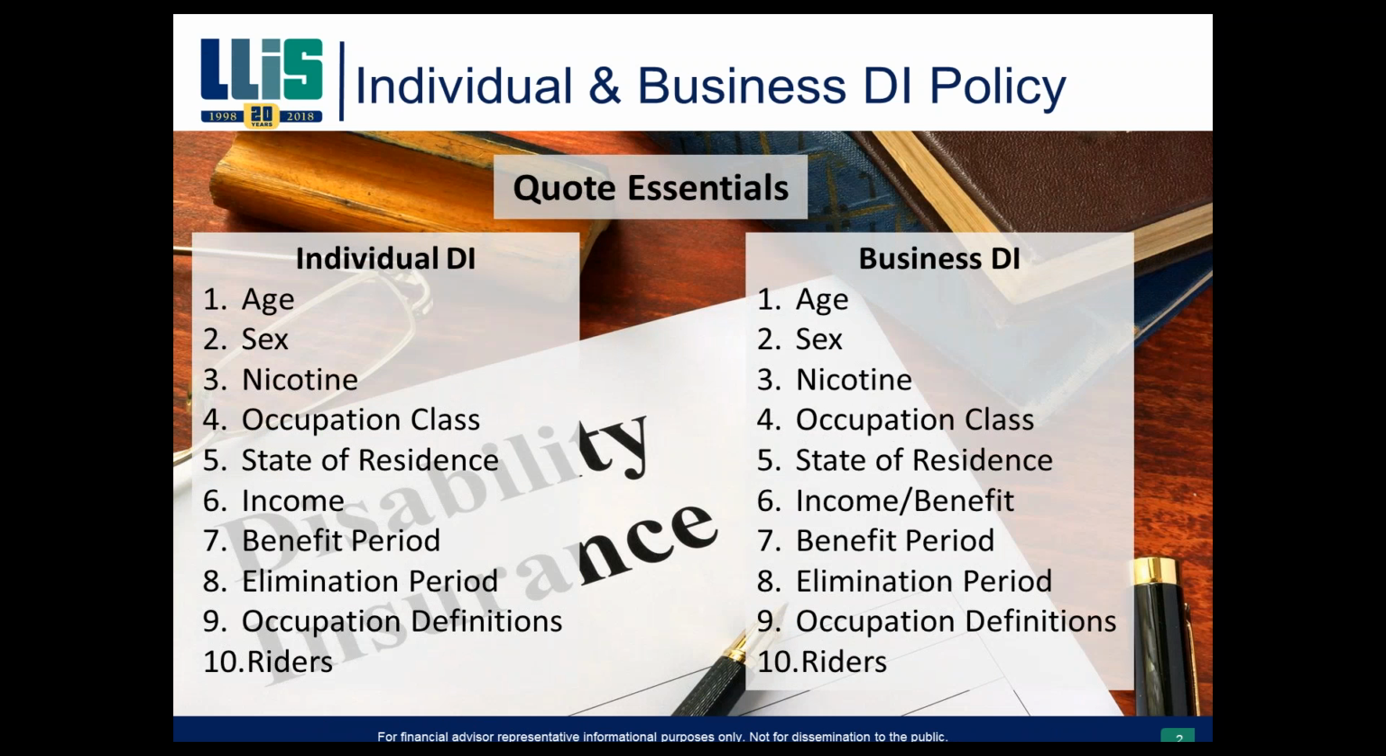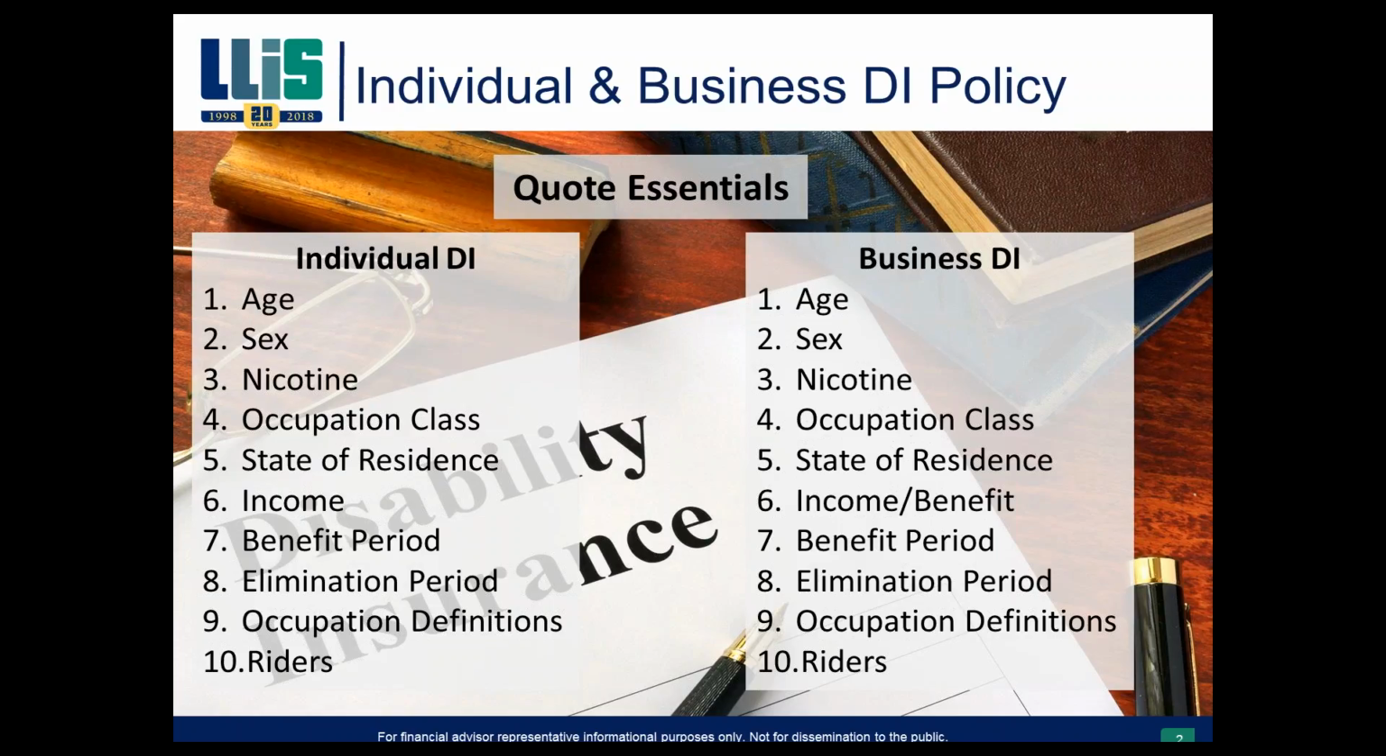Now today, some of the things that we're going to cover are what I call our essentials. The first 3 you should know right off the bat. Everybody knows what age is, everybody knows what sex is, everybody knows what nicotine is, but I don't think occupation class is something that a lot of you have been educated about. This has to do with your client's job duties.